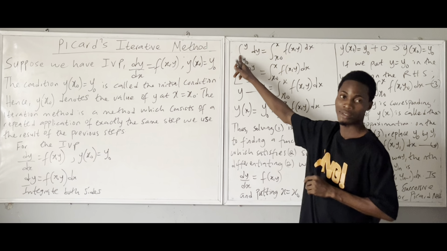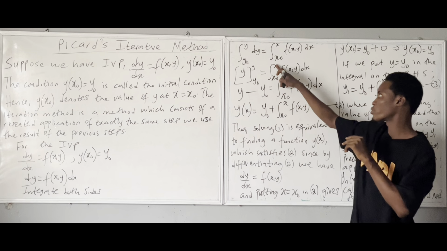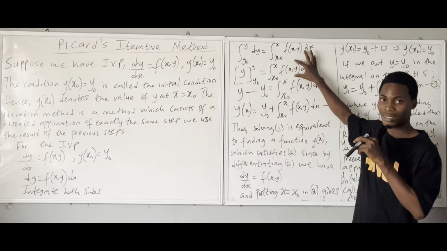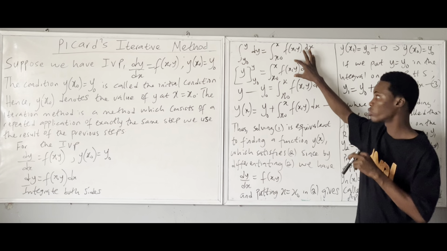So y minus y0 is equal to the integral from x0 to x of f(x, y) dx. This part, the right hand side, cannot be integrated. Why? Because we don't know what f(x, y) is. So that's why we have it like that. The left hand side is for y, so we integrate dy as y. Then if you take the limits, when y is y, we are going to have this, minus when y is y0, we are going to have this. Then it is equal to the right hand side.